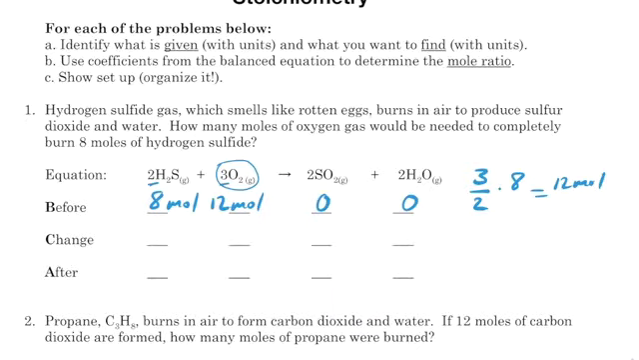So our 8 moles of hydrogen sulfide is going to be used up. I'm going to let that be a minus. Our 12 moles of oxygen is going to be used up. That's going to be a minus. So we're going to have nothing left in the end.